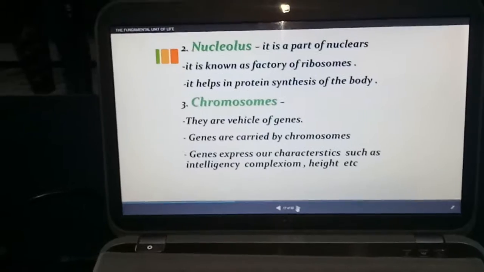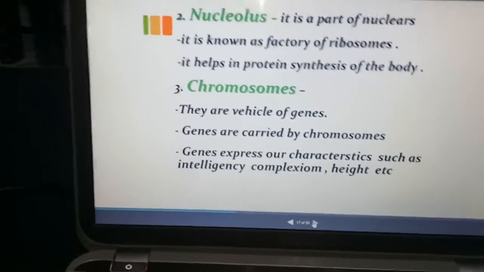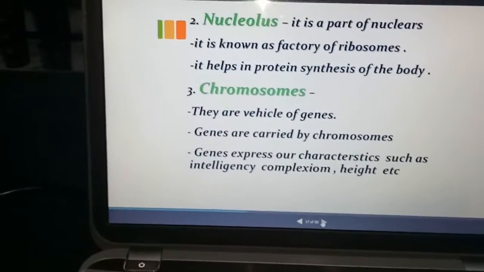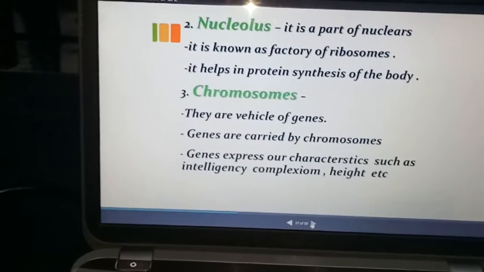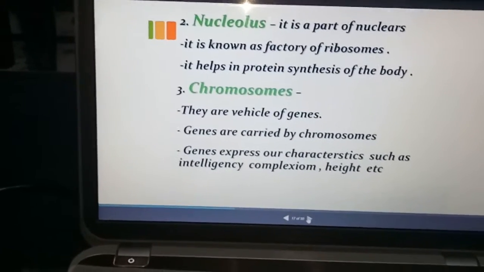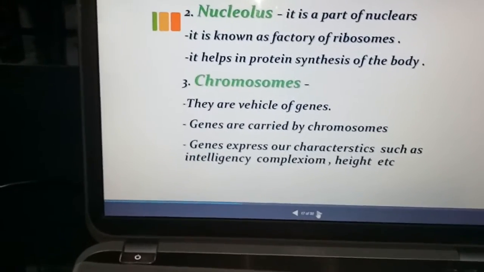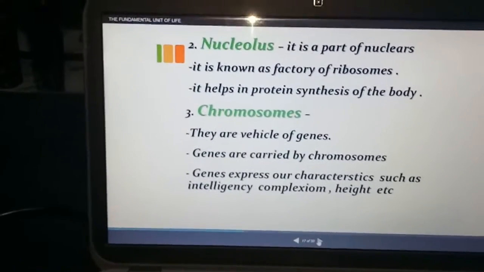Next is the chromosome. What is the chromosome? It carries the genes. It is a hereditary material, carried from one generation to the next generation. The genetic material is carried in the chromosome, that is, the genes. What are the characteristics of genes? They are helpful in determining intelligence, complexion and height.